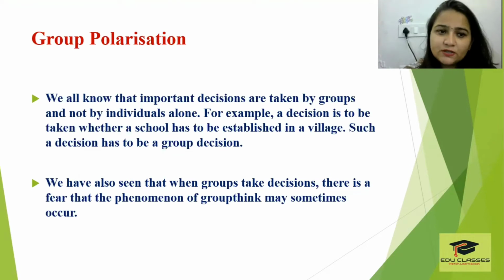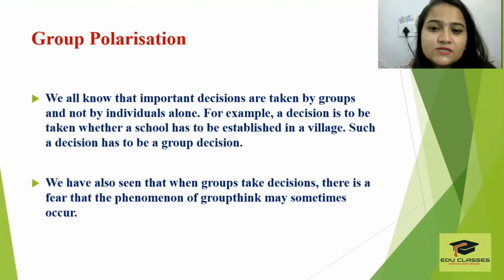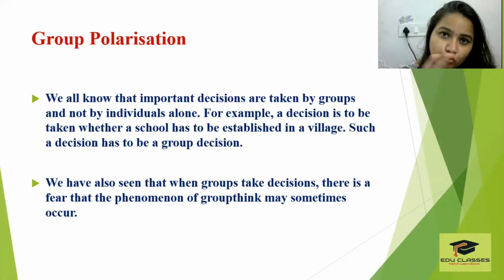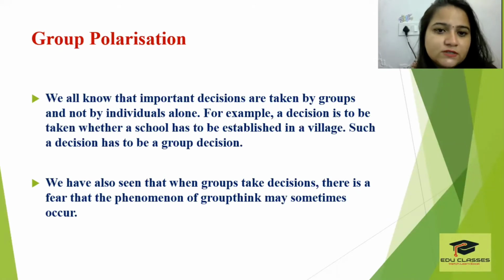Group polarization. We all know that important decisions are taken by groups and not by individuals alone. Now, this often happens that whenever you are deciding something which is very important, most likely you will feel that there's a group which is responsible for making that important decision, right? So, for example, a decision is to be taken whether a school has to be established in a village. Such a decision has to be a group decision. हमेशा अगर आप गांव में भी देखोगे तो कोई भी important फैसला लेना होता है तो पंचायत फैसला लेती है. There are more than one people there who decide whether this should be done or not.